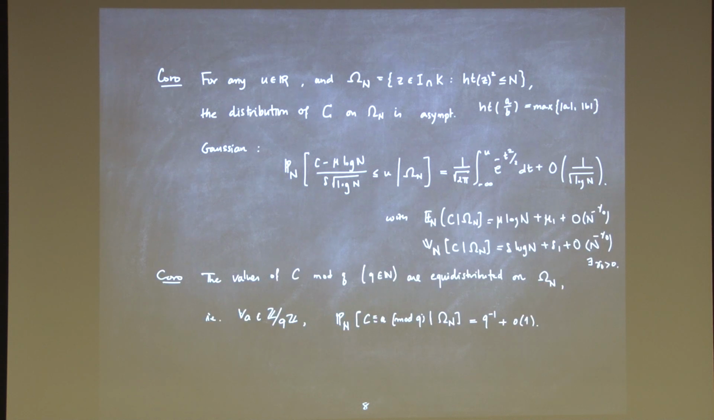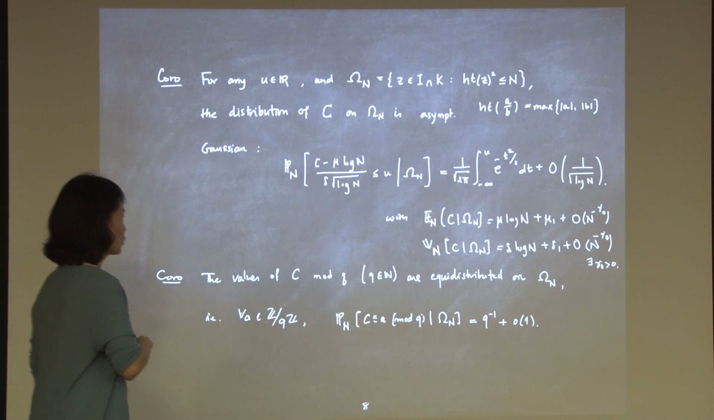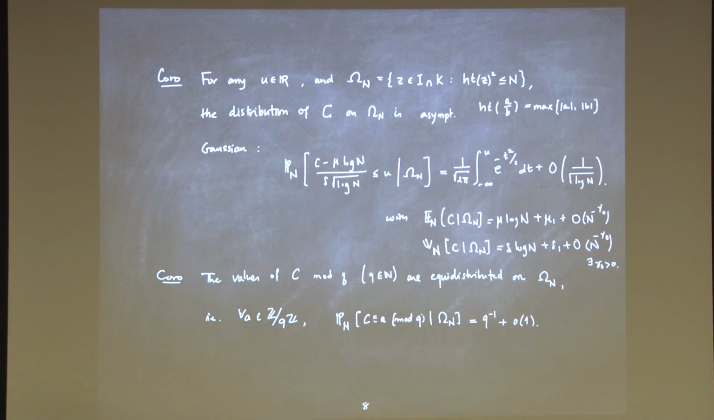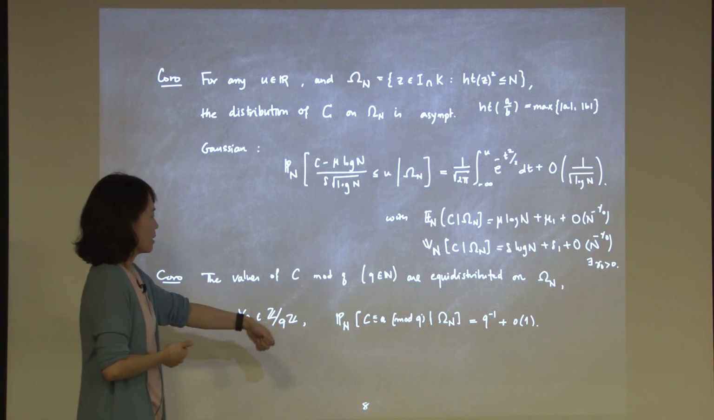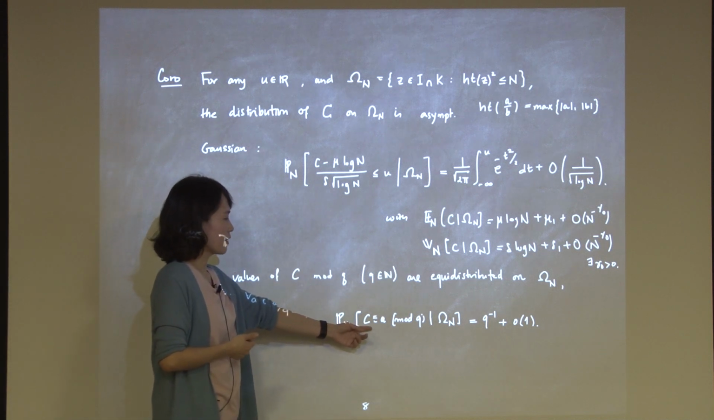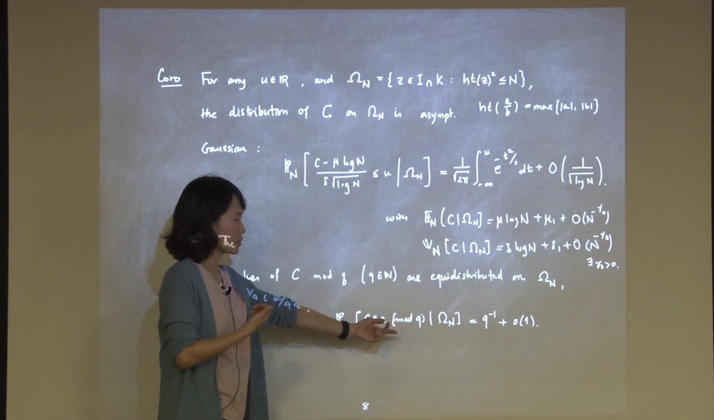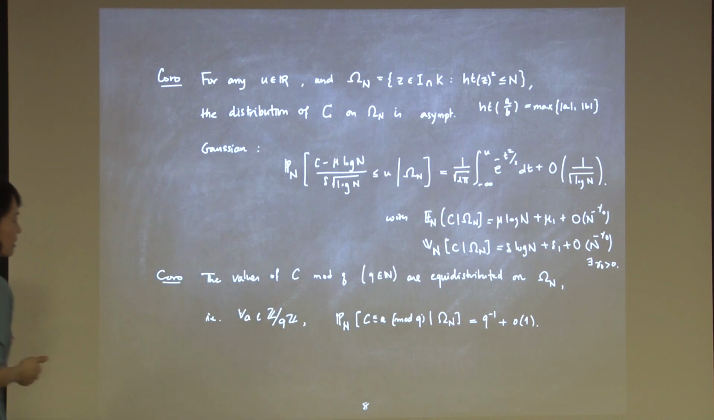And so the corollary of the corollary, or motivation of the motivation, is that the values of C mod Q, for Q in n, are equidistributed on this Sigma n. In other words, for every A in Z mod QZ, the probability of having the digit cost be A mod Q, given inside Omega n, is 1 over Q.